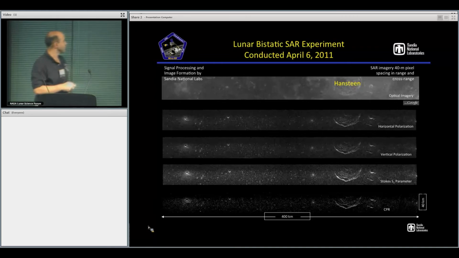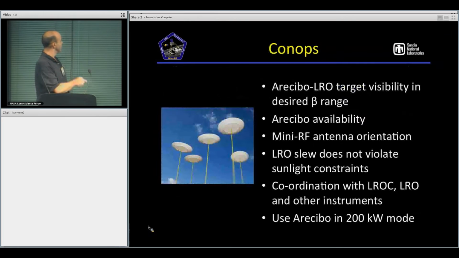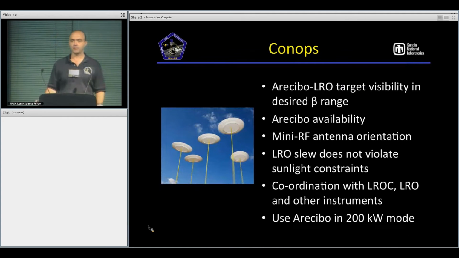The results from the low-power test from our colleagues at Sandia, who do the processing for us, were very pleasing. This is just a Google image that they made to show where we're looking. They were able to generate fairly low resolution images. We weren't actually expecting images at all from this. We were just expecting wiggly lines. But they went beyond wiggly lines, and it really gave us a lot of confidence that once Arecibo was back up and running in high power, we could take some very good quality data.